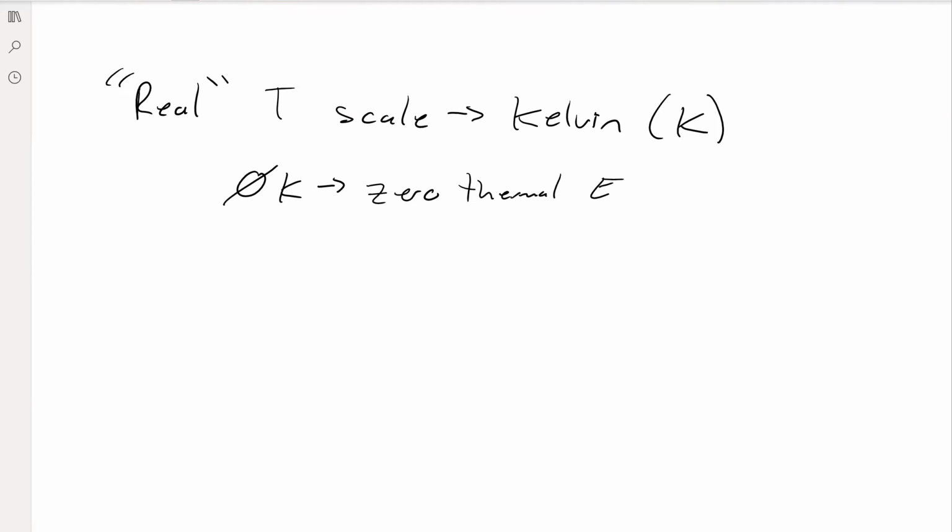And again, that means that all these particles have no motion whatsoever. It's not actually possible to reach 0 Kelvin. We've gotten very close, to like micro Kelvin and that kind of stuff. But all kinds of crazy quantum mechanics stuff happens.